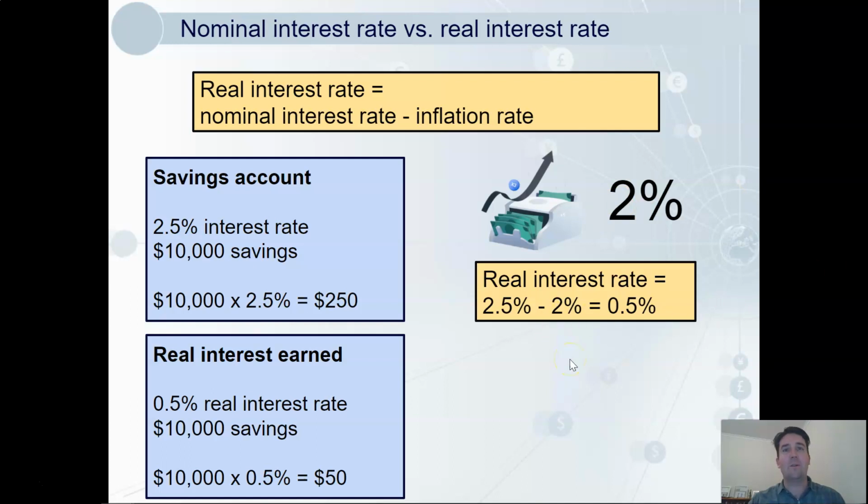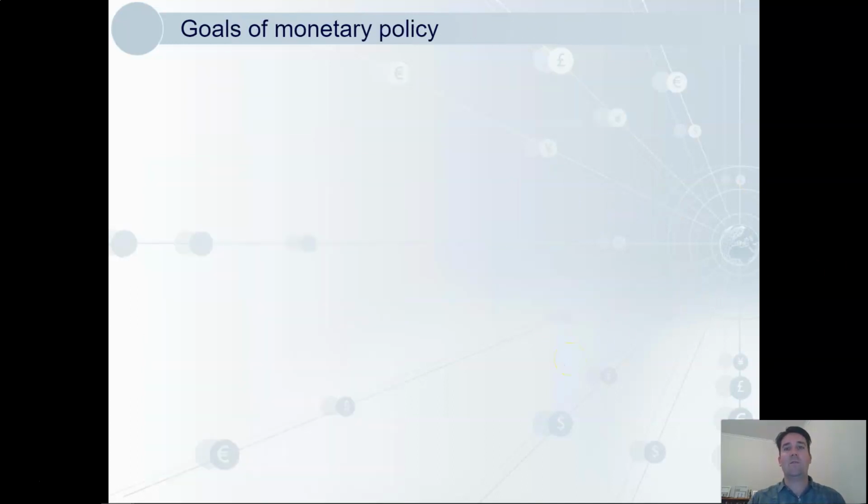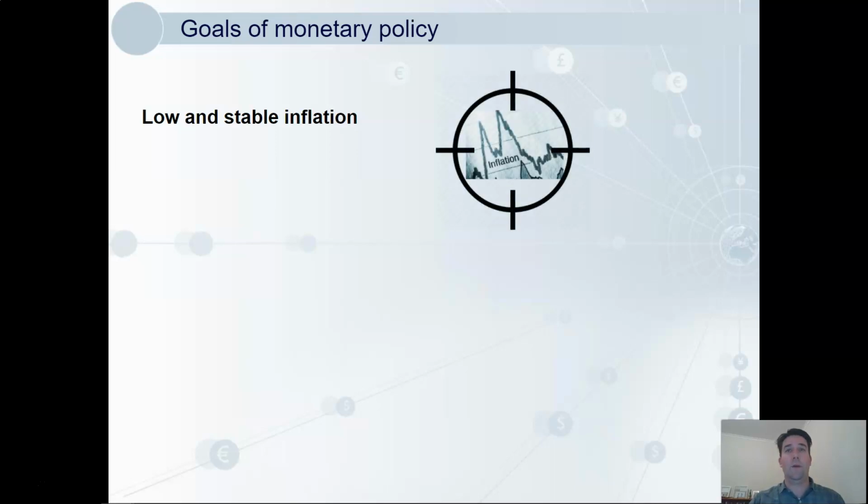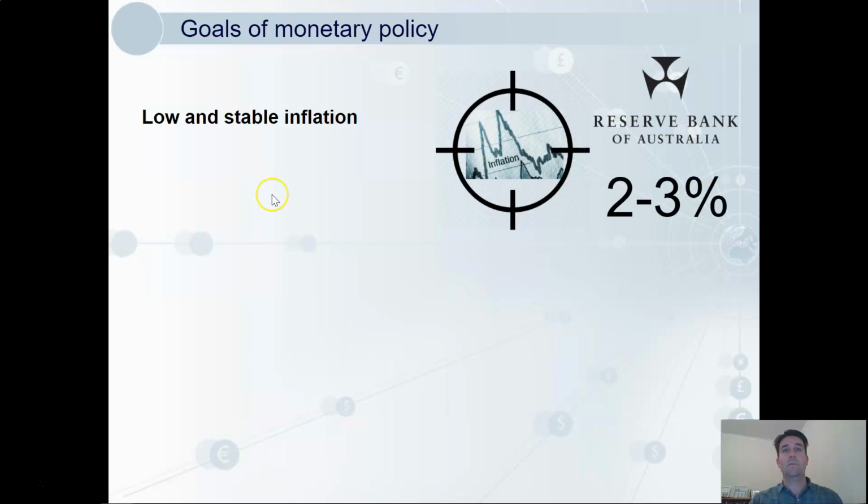Okay, back to monetary policy. There are a number of goals that monetary policy aims to reach. First, they want low and stable inflation. We've already seen why this is important. Low and stable inflation is the primary aim of a central bank. And the Reserve Bank of Australia has a stated aim, so they'll say this publicly, of 2 to 3% inflation.